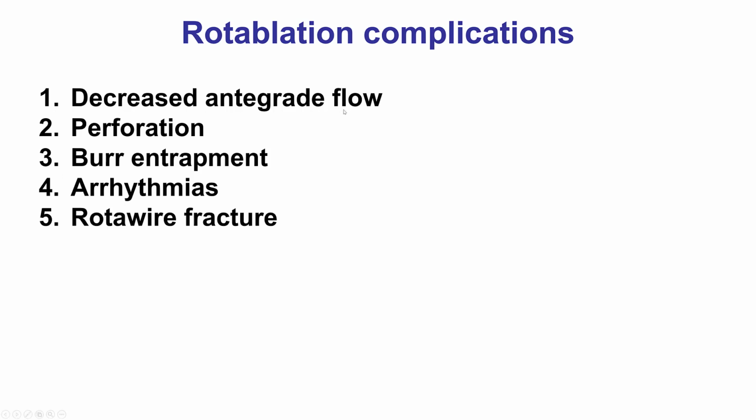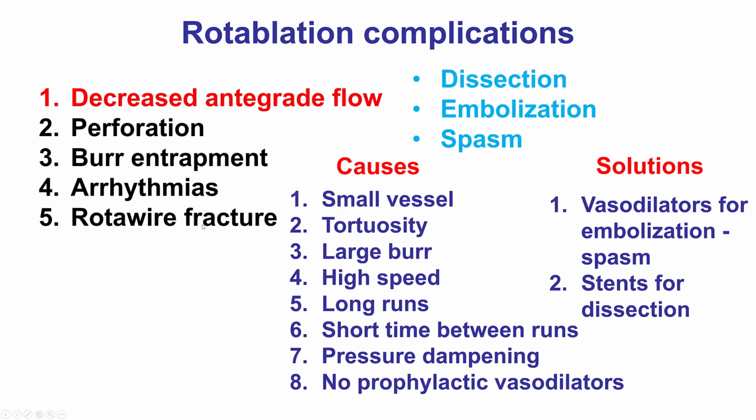First, decreased antegrade flow. Second, perforation. Third, burr entrapment. Fourth, arrhythmias. And fifth, fracture of the atherectomy wire. Starting with the first one, decreased antegrade flow, the two main mechanisms are dissection or embolization, although spasm can play a role as well.